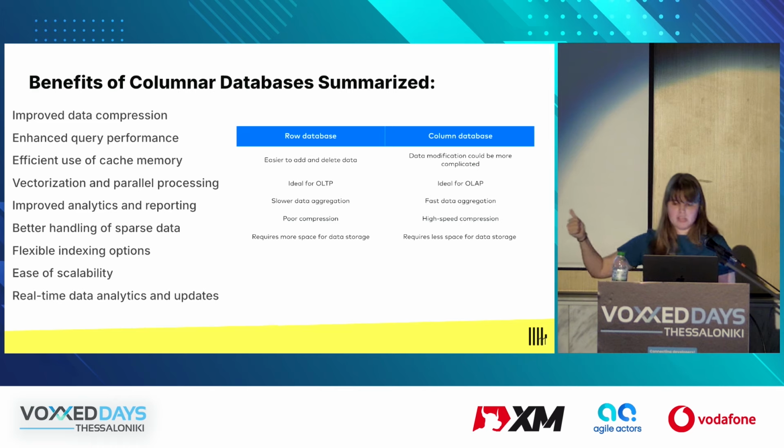You have your row database and you have your column database. Your row databases are good, like I said, for easier adding and deleting of data. For data modification, that's more complicated. You use something like columnar, again, ideal for OLAP situations. It's going to have higher speed compression and require less space for data storage because in general, it's working with a higher data load.